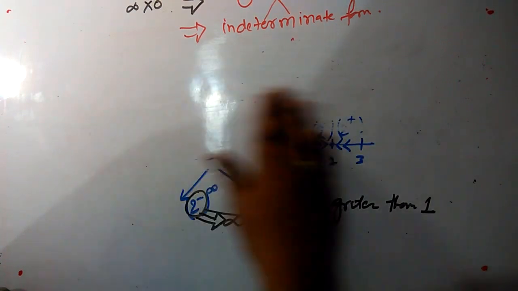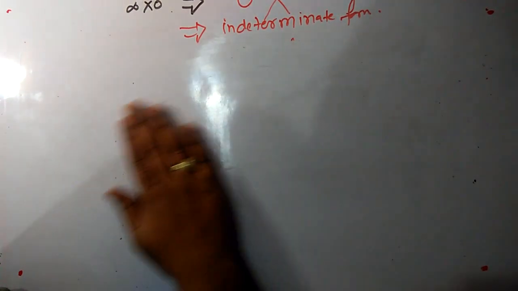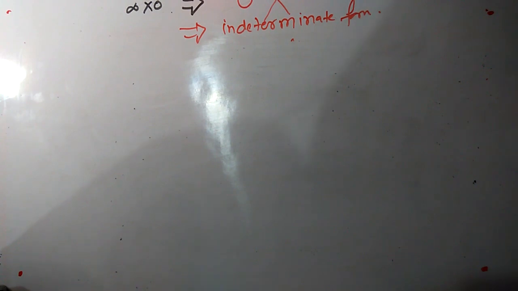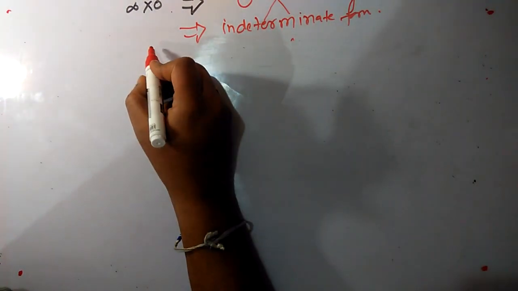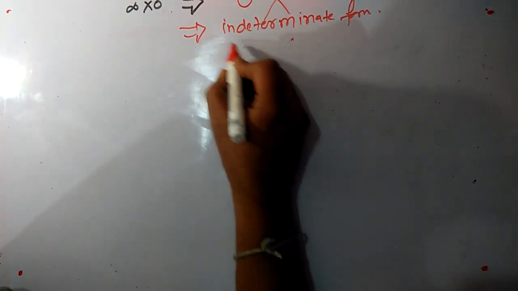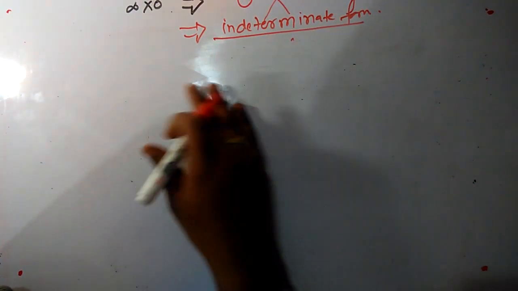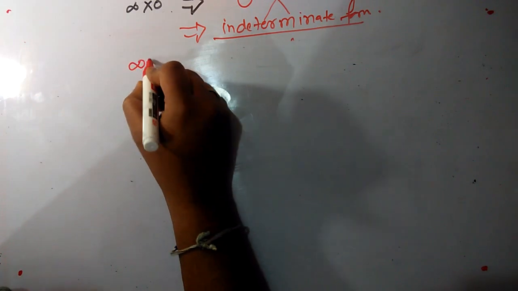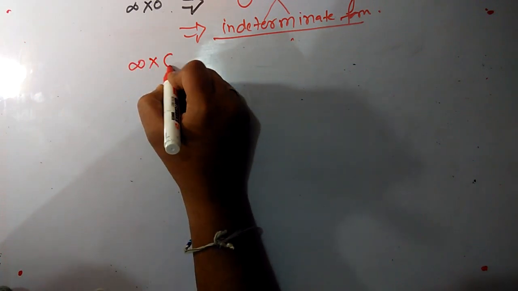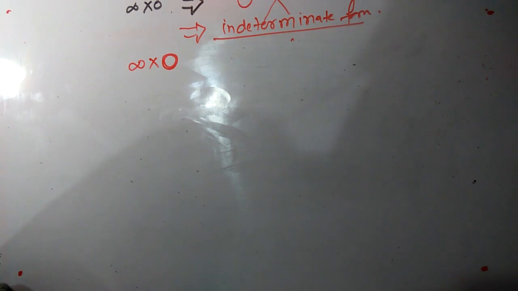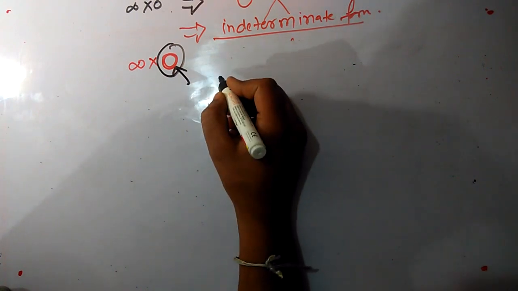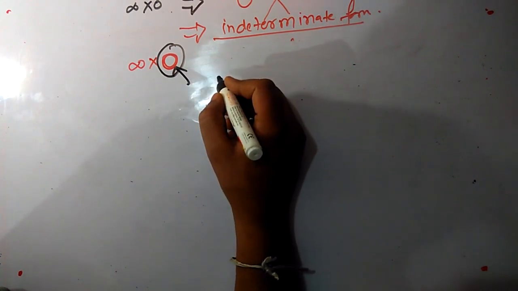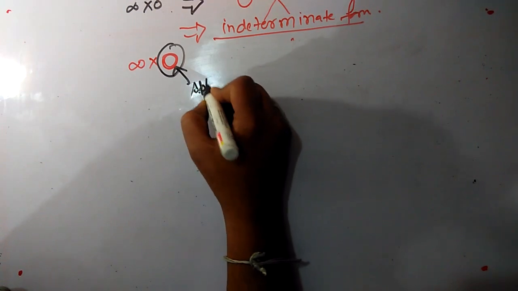So I was discussing the infinity into 0 form. Let us complete it in this lecture. Okay. So infinity into 0 is not equal to 0. It is indeterminate form. The explanation is, in infinity into 0, this 0 is not your exact 0. This is your approaching 0.